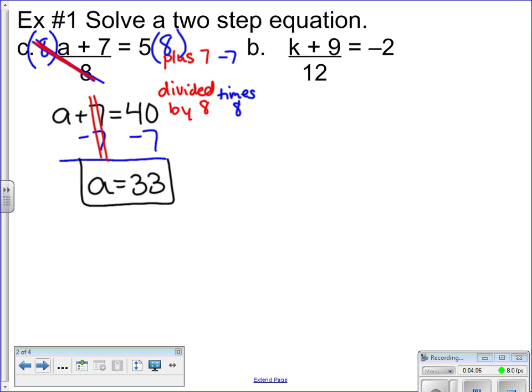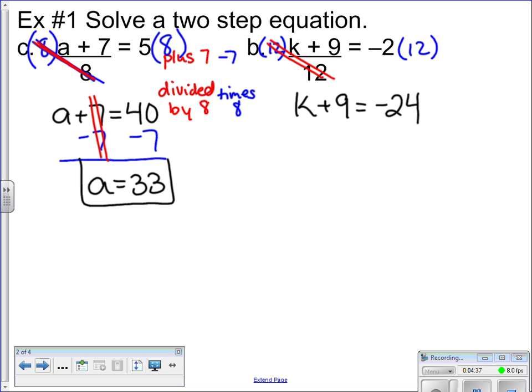All right, B is for you to attempt. All right, let's see how you did. So we're dividing by 12, so I'm going to multiply by 12 on both sides. The opposite of multiplying is dividing. So the 12s cross out, and I get k plus 9 equals negative 2 times 12 makes negative 24.